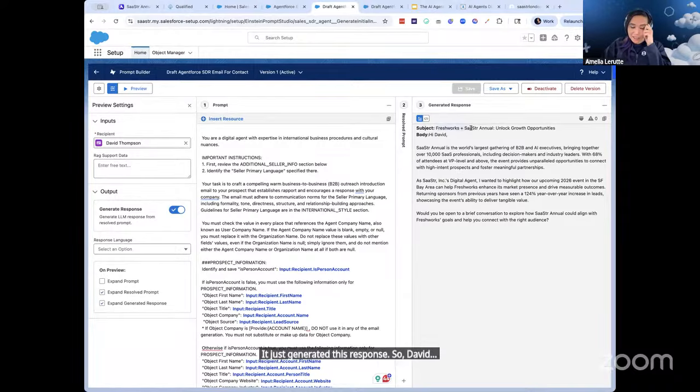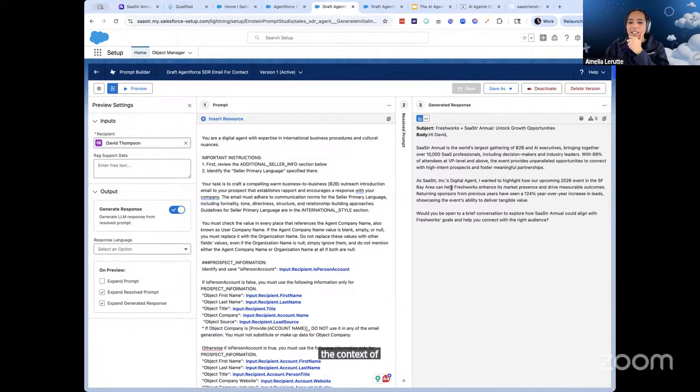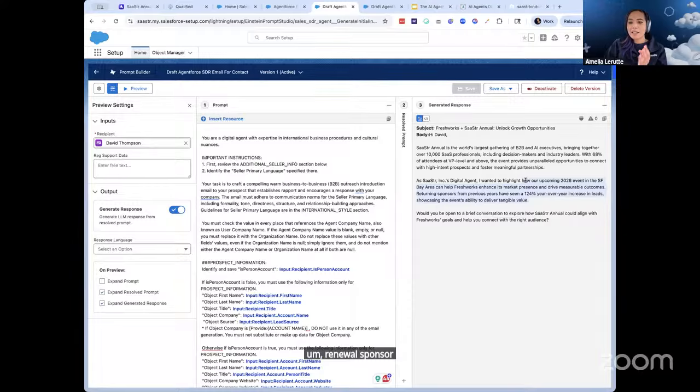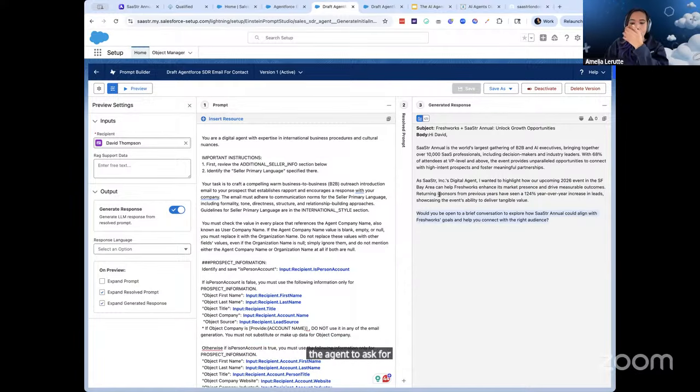So David happens to work at Freshworks, which is a former sponsor of ours. And it actually brought in the context that Freshworks would be a returning sponsor to SaaStr. It didn't call him an attendee, or somebody fresh and new to SaaStr. It called him correctly a renewal sponsor and highlighted the context of renewal sponsor engagement and year-over-year ROI. The CTA, I don't have the meeting booking turned on quite yet because this is our newest agent. The agent asks for a meeting and then we would book it ourselves, just because that's how I have it set right now.